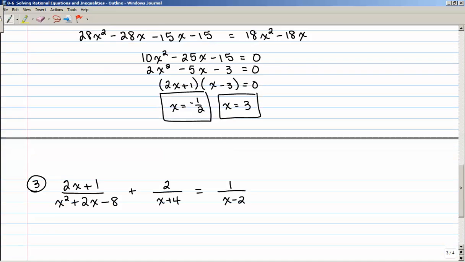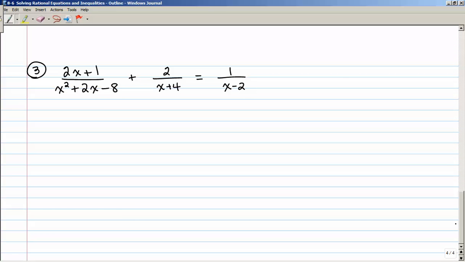And let's take a look at our last example here. I have 2x plus 1 over x squared plus 2x minus 8 plus 2 over x plus 4, and that's equal to 1 over x minus 2. So let's go ahead and factor this guy here. That's going to factor into an x plus 4 and an x minus 2. X plus 4 is already factored, x minus 2 is already factored, and I'm really liking this.